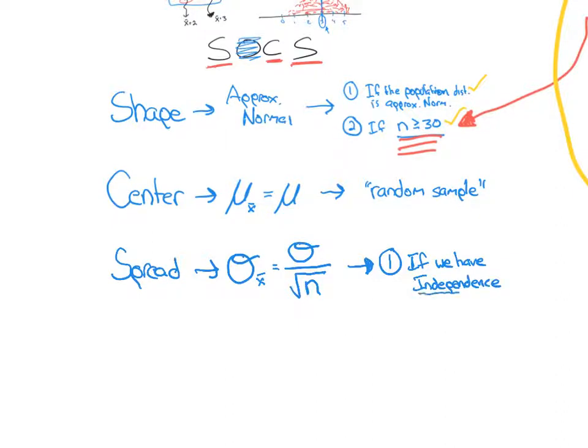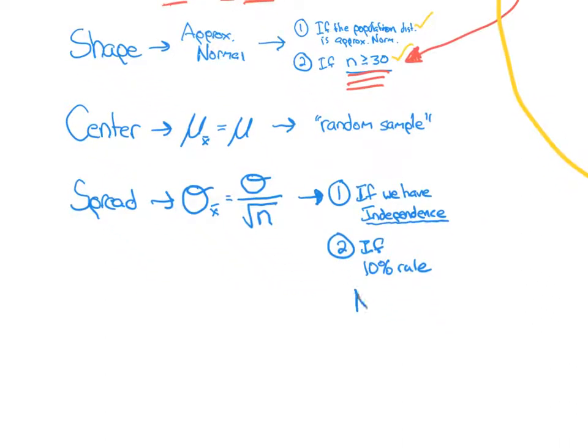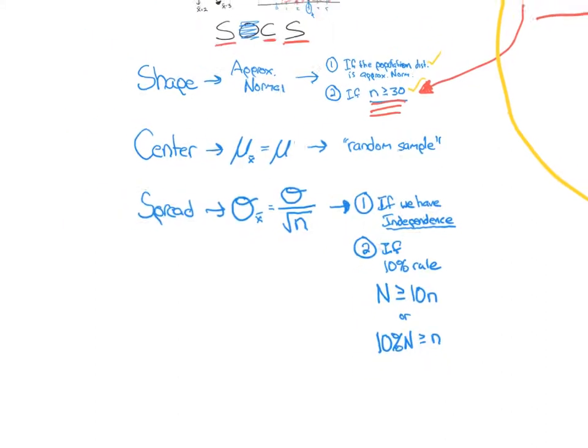What if we don't have independence? Remember, as we learned from proportions, if we don't have independence, we could still violate independence as long as we consider the 10% rule. If you remember, the 10% rule says that the population is bigger than 10 times the sample. Or some people like to say, if I took 10% of the population, it is still greater than or equal to that sample size, whichever calculation you like to use. Right? So there it is.